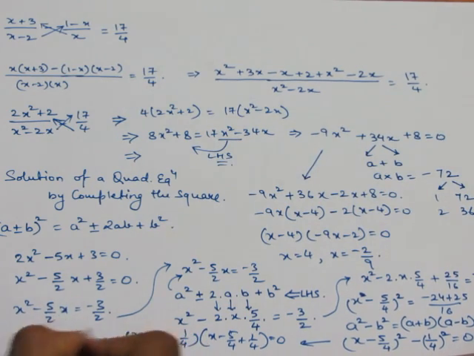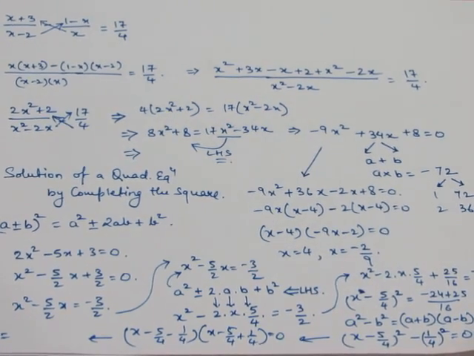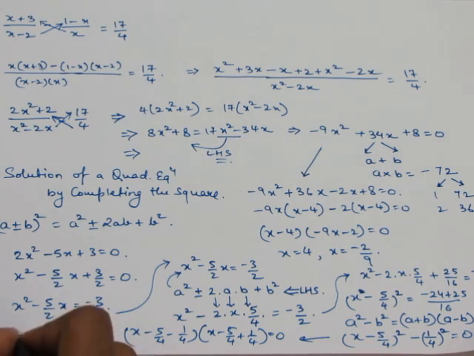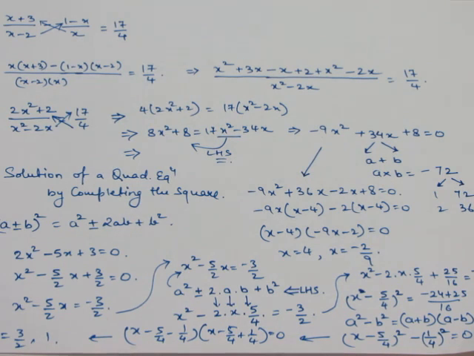Now from here I'll get x equals, what are we getting? I guess 3 by 2 and 1. We'll see the completing the square method further in the next class.